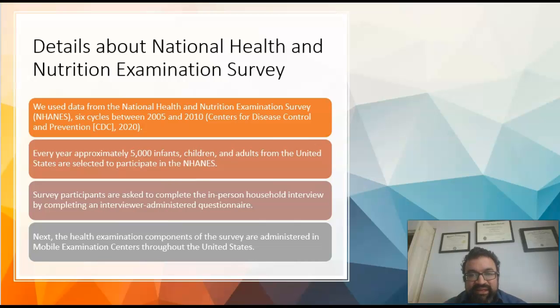In this study, myself and other researchers looked at the National Health and Nutrition Examination Survey. Of course, about 5,000 individuals are surveyed each year, and we looked at a couple of cycles between 2005 and 2010.